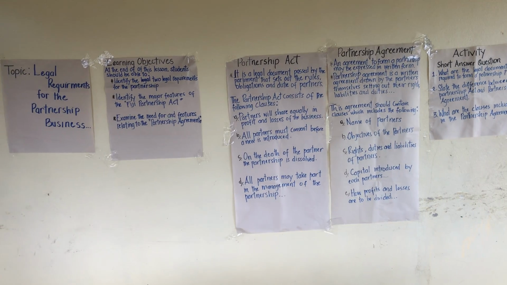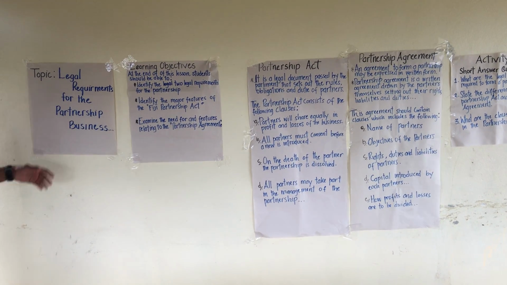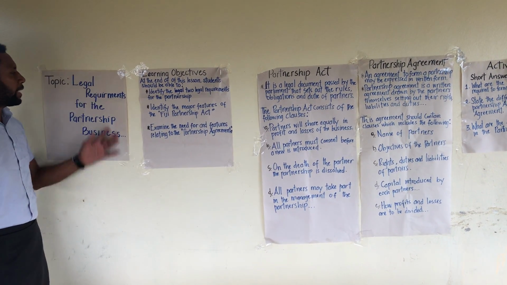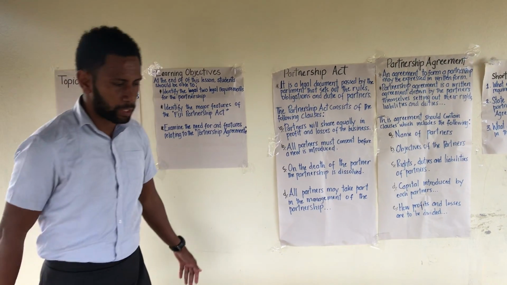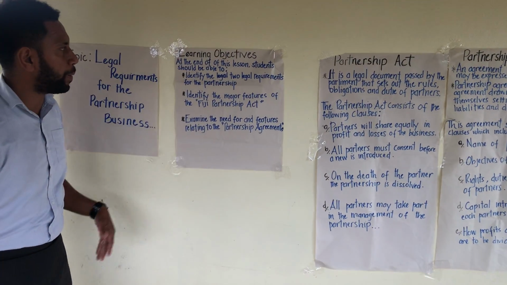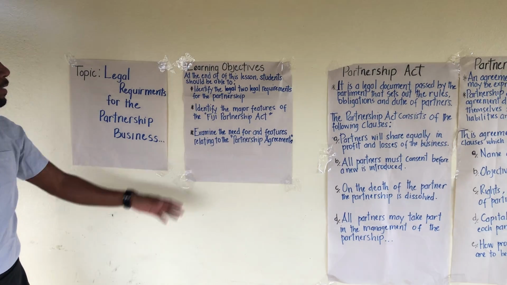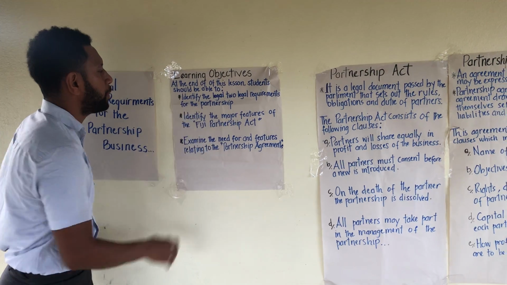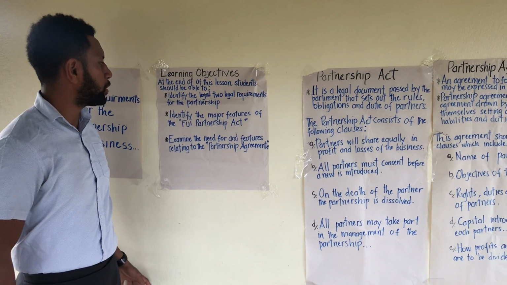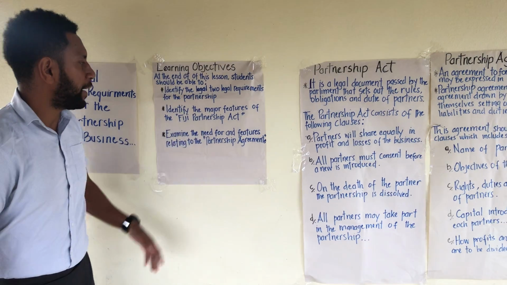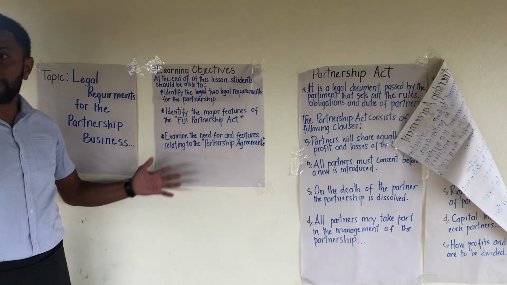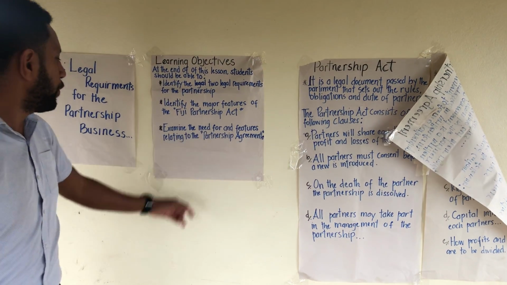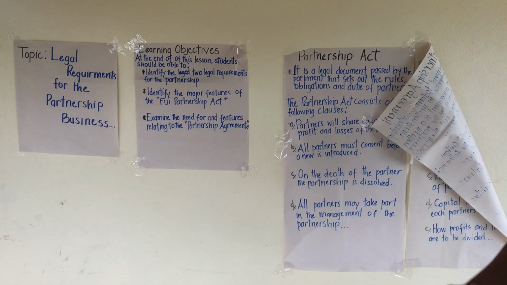So in our class today, we will continue our discussion from where we left off in our last class. Today we will be looking at the legal requirements for partnership business. Before that, we will quickly go back to our learning objectives. At the end of these lessons, students should be able to identify the 2 legal requirements for partnership business, identify the major features of the Partnership Act, and examine the need for and features relating to the partnership agreement.